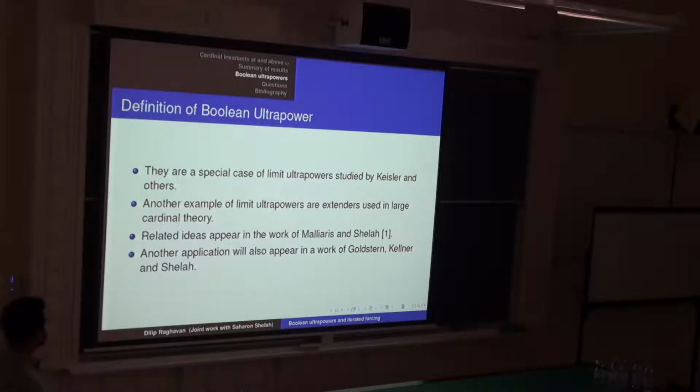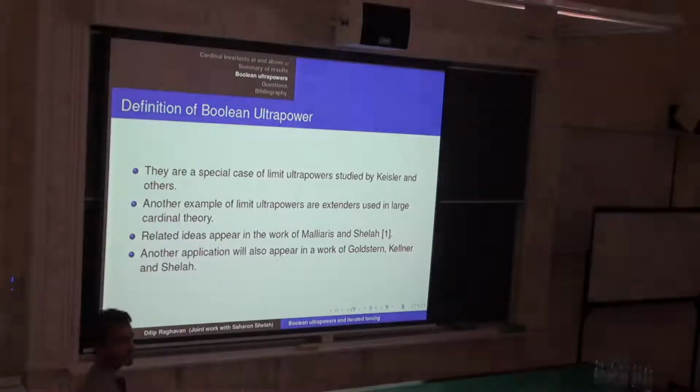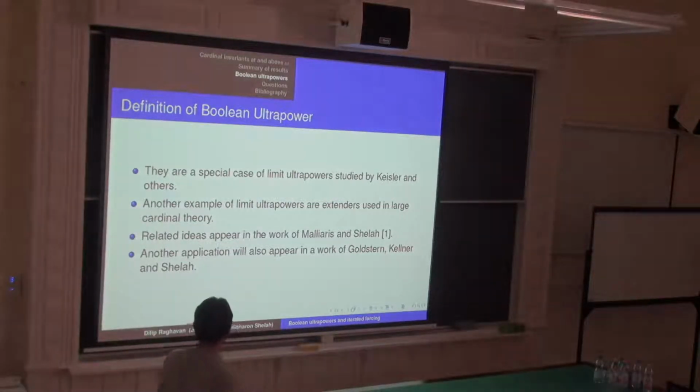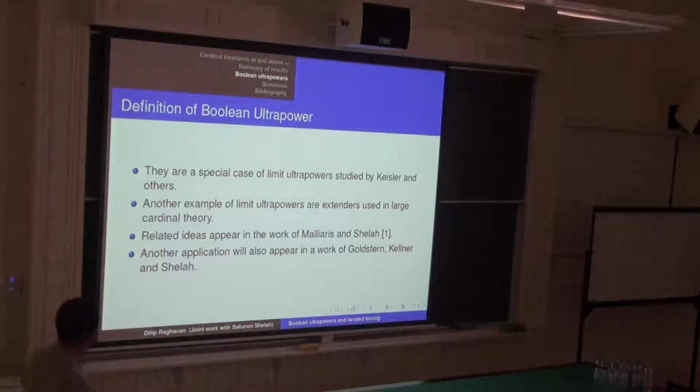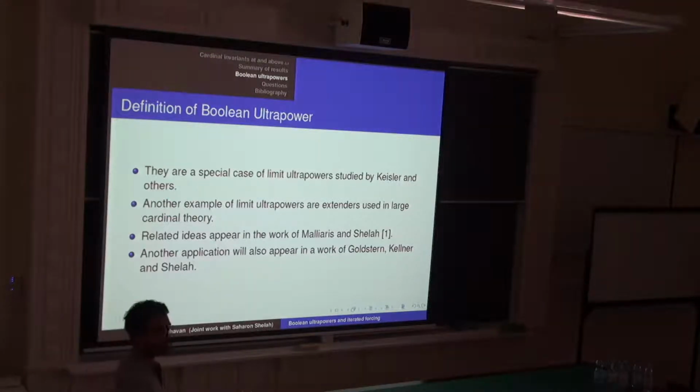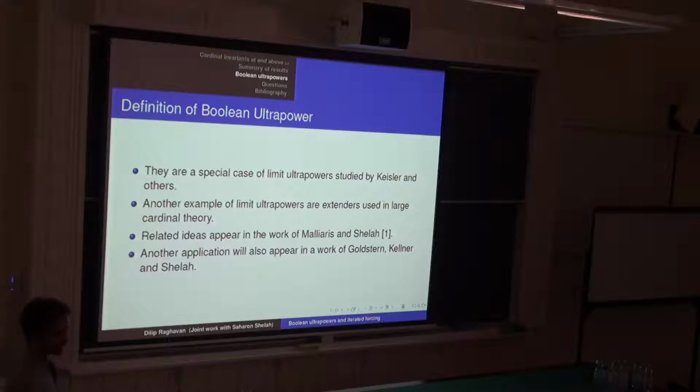Okay. So Boolean ultrapowers have been studied by model theorists for a long time. They're a special case of limit ultrapowers defined and studied by Keisler. Limit ultrapowers also show up in large cardinal theory, as we all know. They're extenders. Extenders are a special case of limit ultrapowers. There are closely related ideas in the work of Malliaris and Shelah. They use Boolean ultrapowers for something else. And there is another application of this approach of Boolean ultrapowers in a recent work of Goldstein, Kellner, and Shelah.